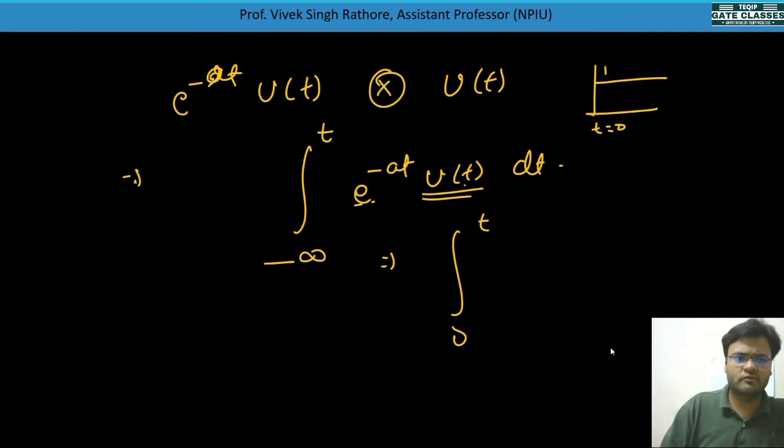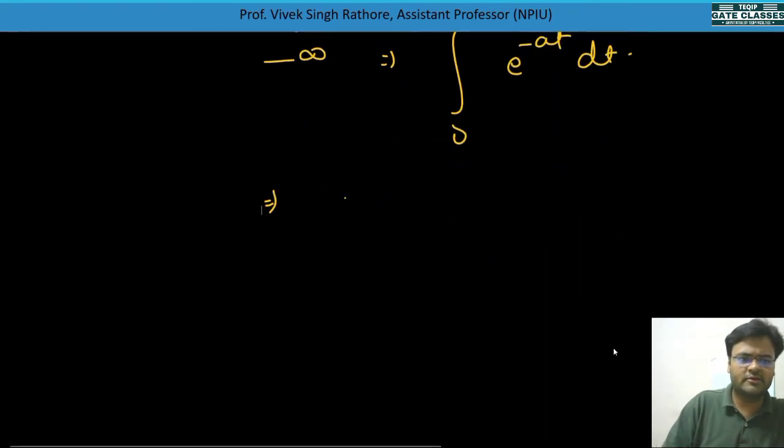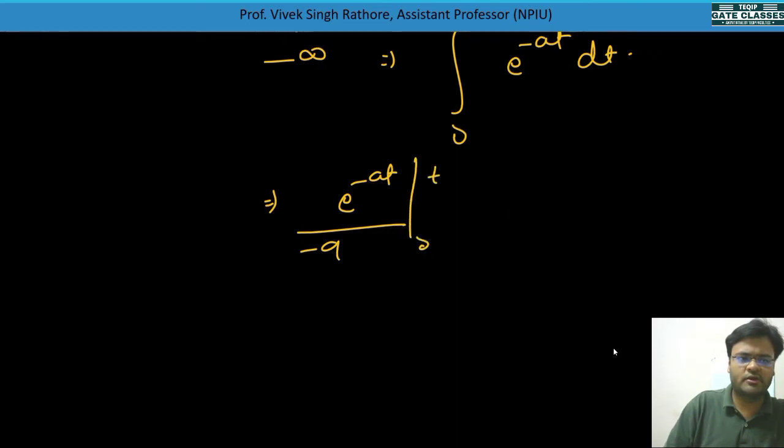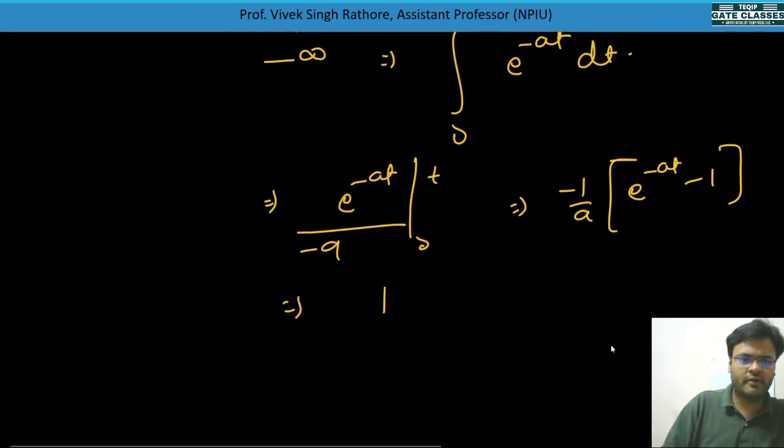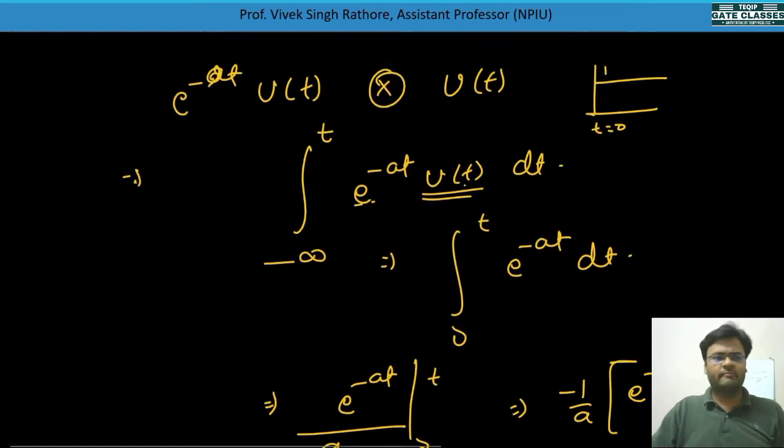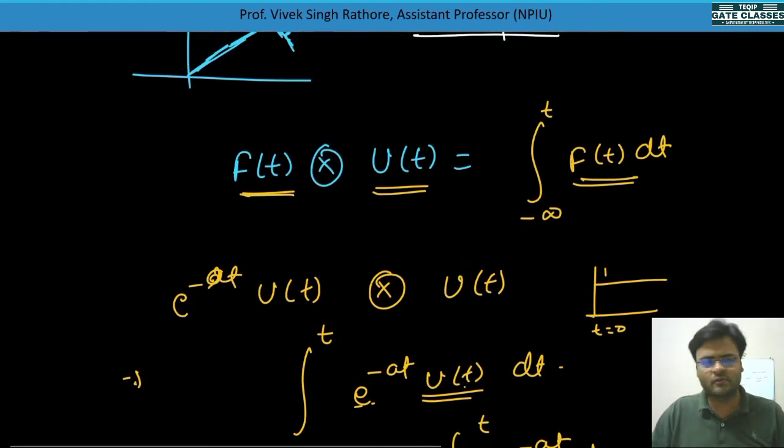So you can do the integral from 0 to t of e to the power minus a tau d tau, and there e to the power minus a tau integrates to e to the power minus a tau by minus a, from 0 to t. It will come out as minus 1 by a, times e to the power minus at minus 1. So it will be 1 minus e to the power minus at, by a. This will be your answer. So see, mathematically also, convolution with u(t) is very easy, you just need to do integration.